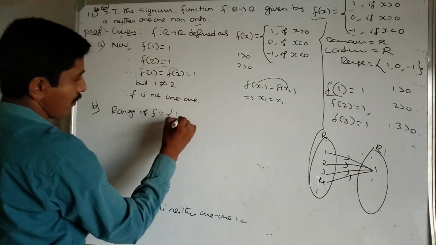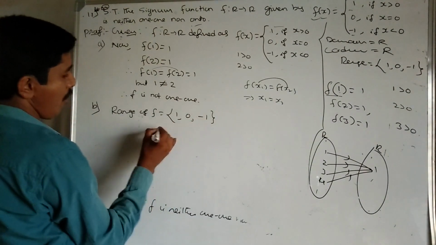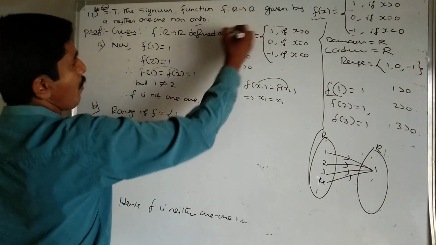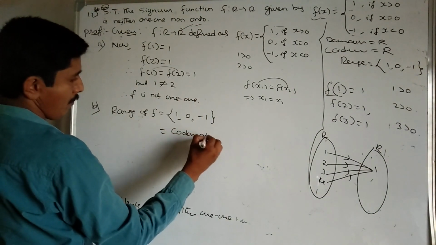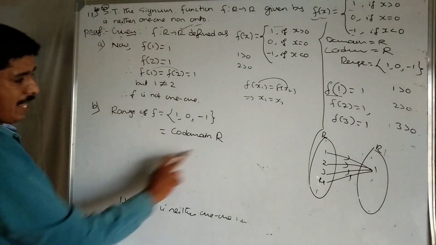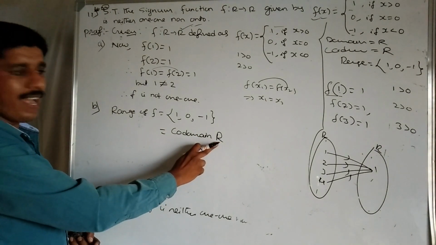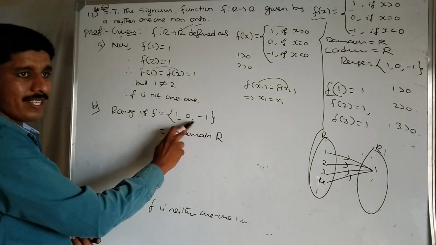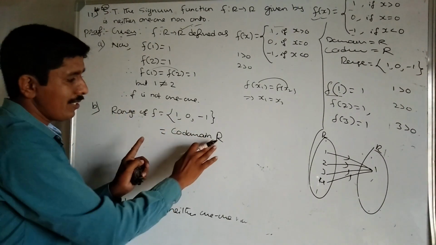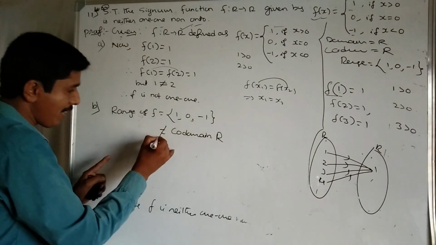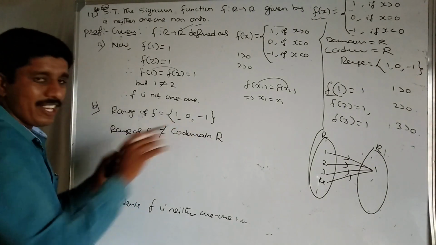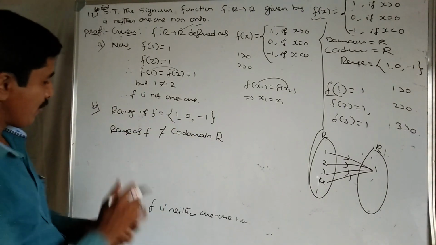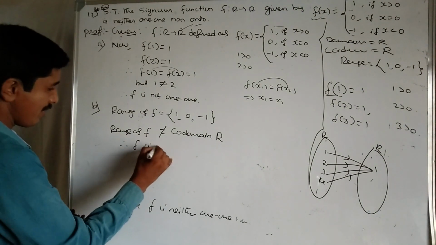1, 0, minus 1. What about the codomain here? This is codomain here, real numbers. Real numbers form an infinite set, but the range of the function is a finite set. It contains only 3 elements. The codomain contains an infinite number of elements, not equal. Range of function is not equal to codomain means it is not onto. Easy method. It is not onto.